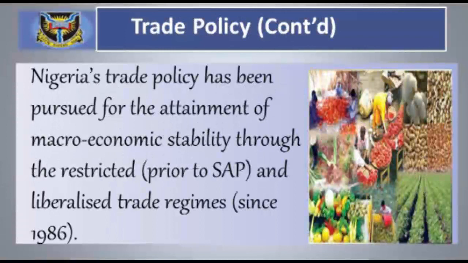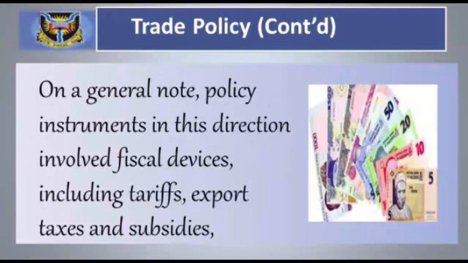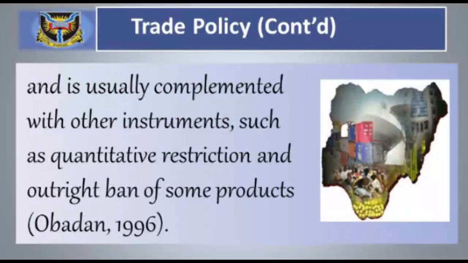Nigeria's trade policy has been pursued for the attainment of macroeconomic stability through restricted and liberalized trade regimes. On a general note, policy instruments in this direction involved fiscal devices, including tariffs, export taxes, and subsidies, and are usually complemented with other instruments such as quantitative restriction and outright ban of some products.